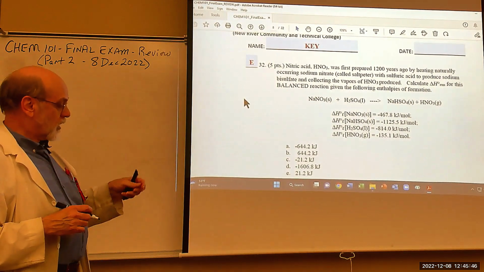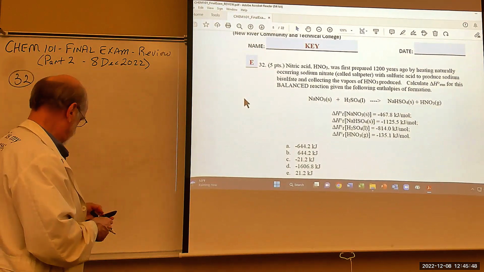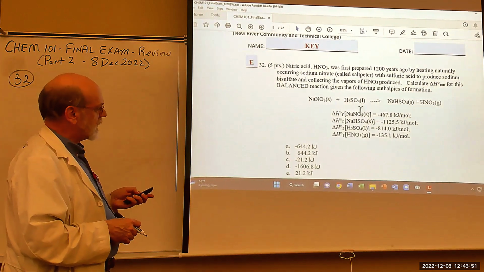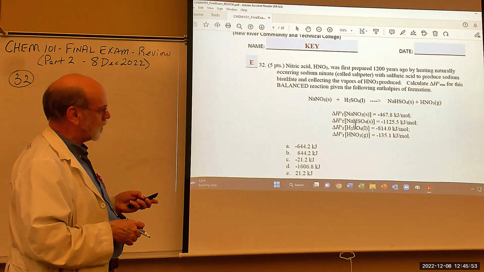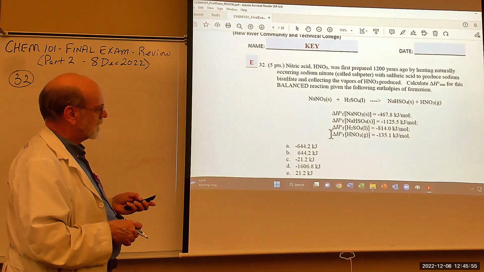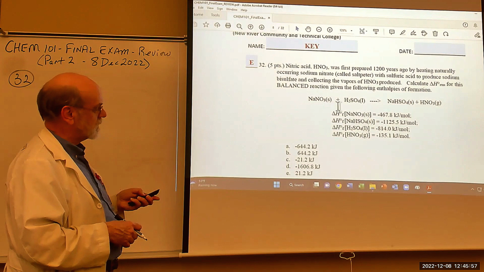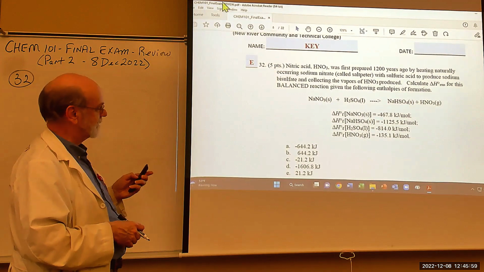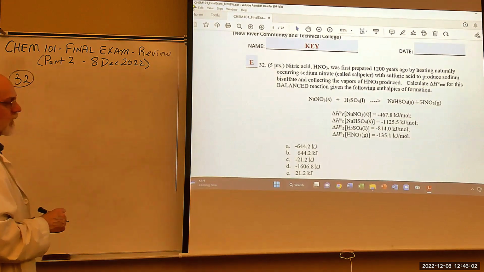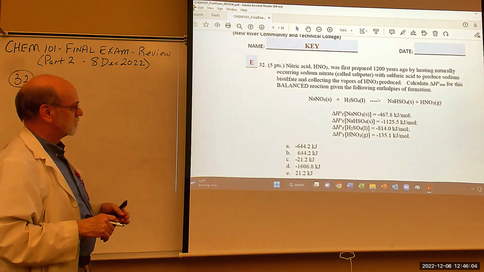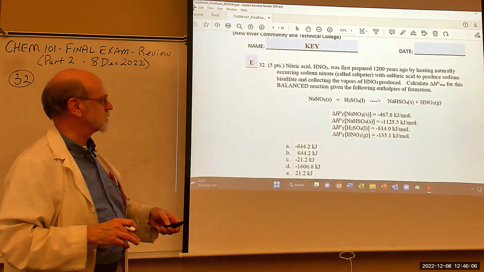And that's the way we're going to approach this one, because here we have the different heats of formation for each of the compounds in our target equation right here. So first of all, you need a balanced equation. Well, let's read the problem. Why don't we do that first?